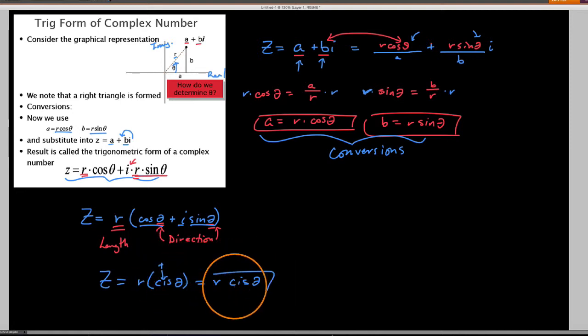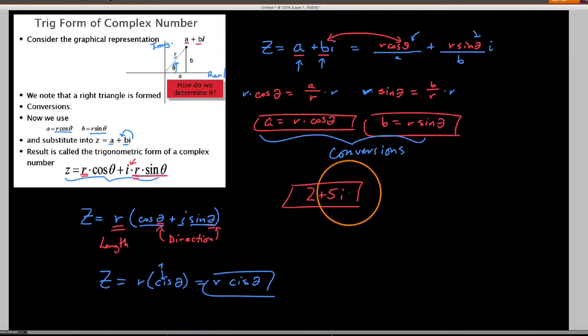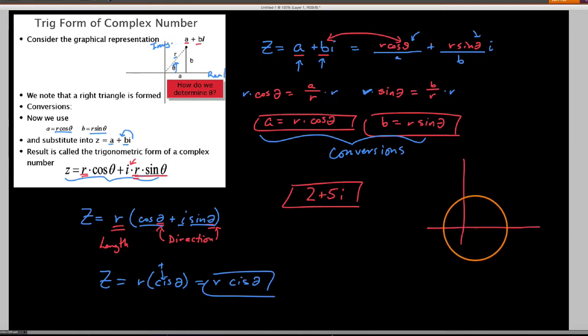So this r cis theta is a wonderful thing because it means that if I were given a complex number in standard form, we could say 2 plus 5i, and I wanted to write this in trig form, then we could do this. We could figure out what direction it's heading in and how far it is from the origin. So let's take this into consideration. We're 2 to the right, 1, 2, 3, 4, 5 up. So our complex number in standard form would be this number here, with 2 and 5 as its components.